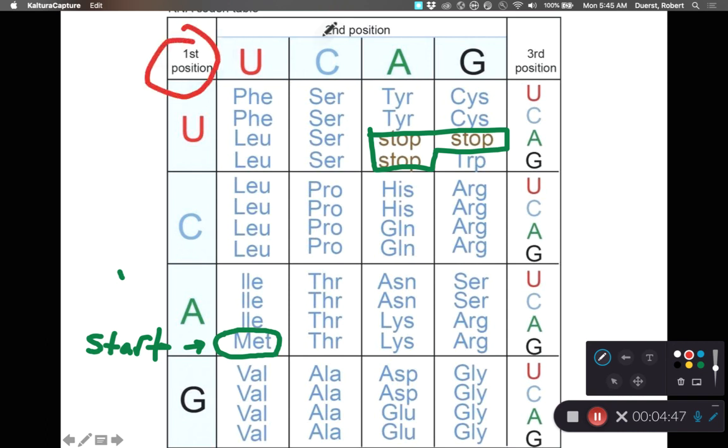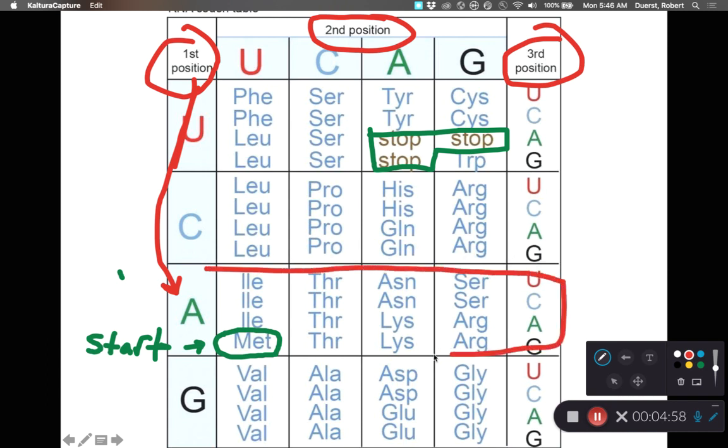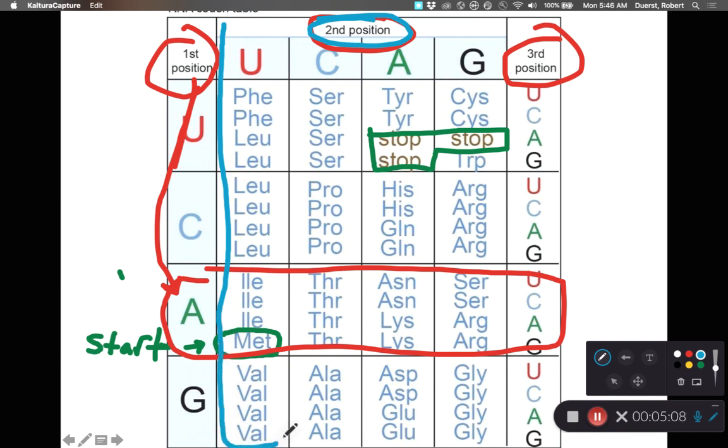We have first position, second position, third position. So first, we have A. Everything in this row is an A. And then for our second position, I'm going to go with blue. Everything in this column is U for the second nucleotide. So everything in this box is A and U for the first two nucleotides.